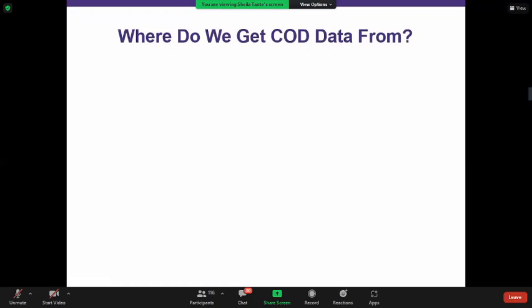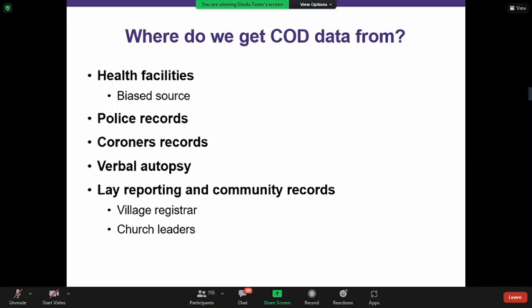So where do we get the cause of death data from? From the health facilities. So it's a biased source, actually. From the police records, from the coroner's office in other countries, but here we call that the NBI or the police, because they have a medico-legal officer as well, and also from verbal autopsy. In fact, if you're a public health worker or a rural health unit, a municipal health officer, it's really important to learn the skill of conducting verbal autopsy. Because sometimes if you are working in a far-flung municipality and it's difficult to go to the specific barangay or sitio to conduct an autopsy, and you won't have access to the dead body, then verbal autopsy is really very important.